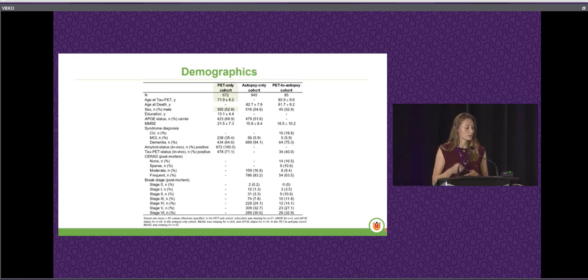For the PET-only cohort, we included participants of about 72 years of age, and about 53% were male. In the autopsy-only cohort, we included participants of about 83 years of age, and about 55% were male. And in the PET-to-autopsy cohort, we included participants of about 81 years of age, and 53% were male. And there was a very short median PET-to-postmortem time interval of 2.6 months.